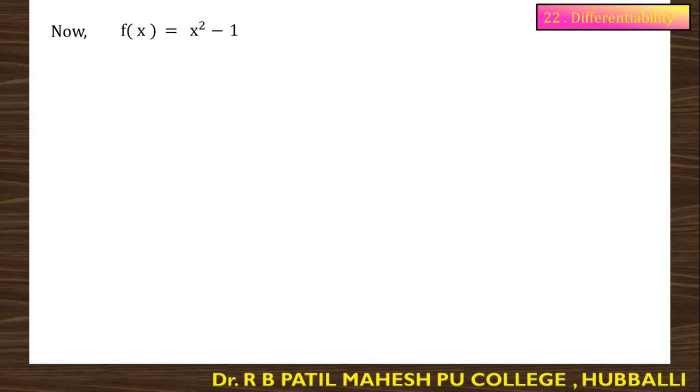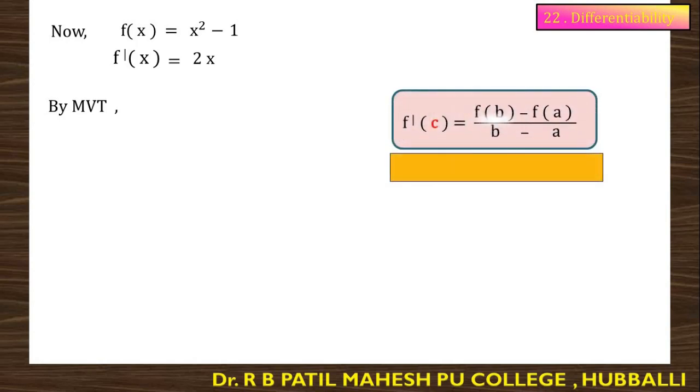So write f of x, x square minus 1, differentiate with respect to x, you will get f dash of x equal to 2x, and the derivative of 1 is 0. By the mean value theorem, f dash of c is given by f of b minus f of a divided by b minus a. In this example f of b is 3, f of a is 0. So f dash of c is equal to 3 minus 0 divided by 2 minus 1.